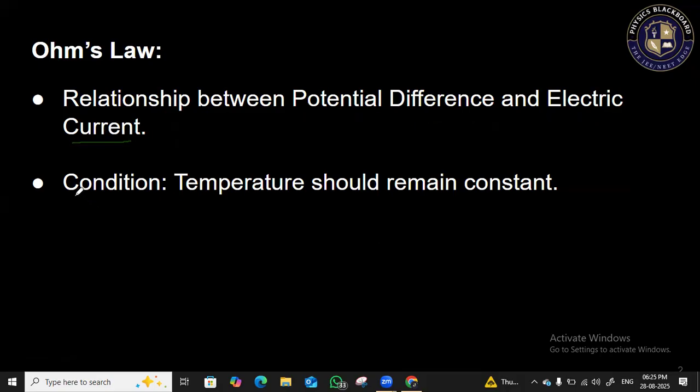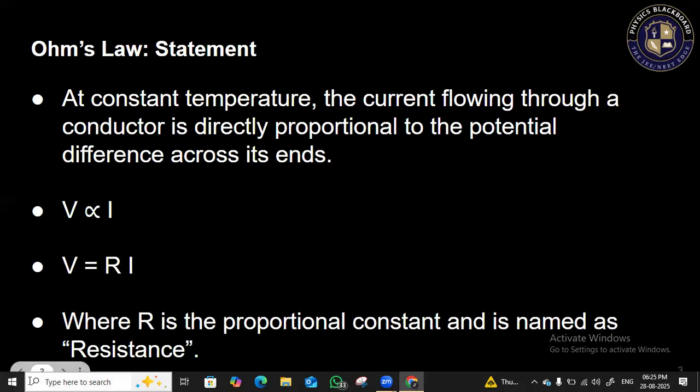And we have a condition here, that is, temperature should remain constant. Then the law will be valid. If the temperature does not remain constant, the relation that Ohm's law gives between the potential difference and electric current is not valid. So let's see what is the relation that Ohm's law has given.